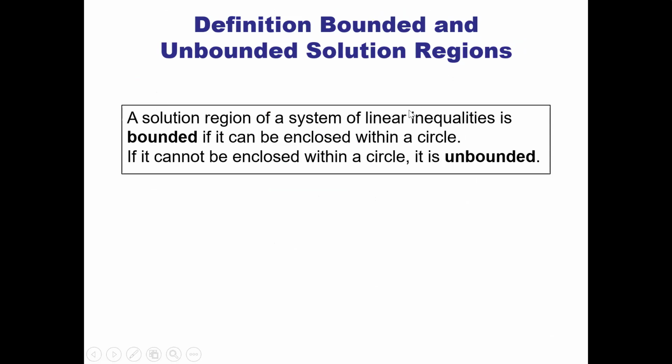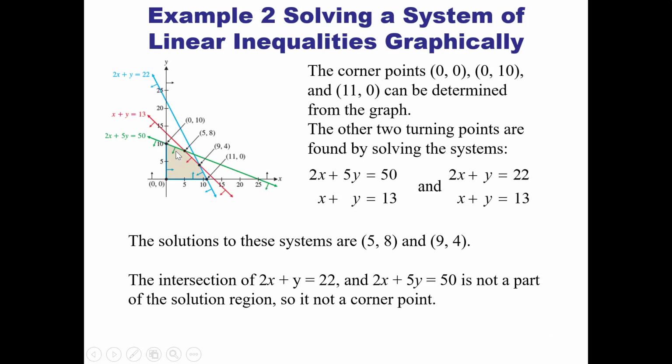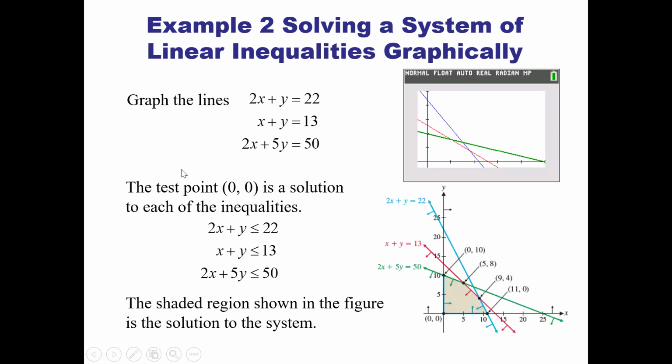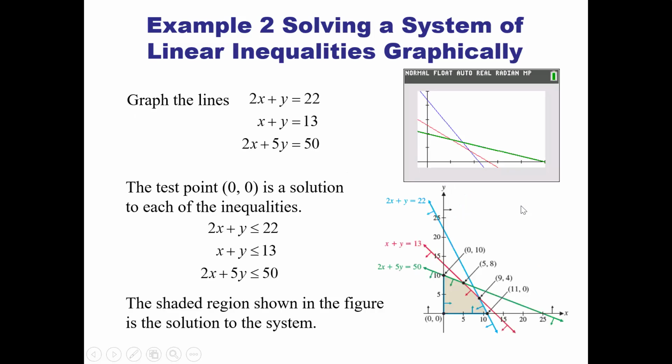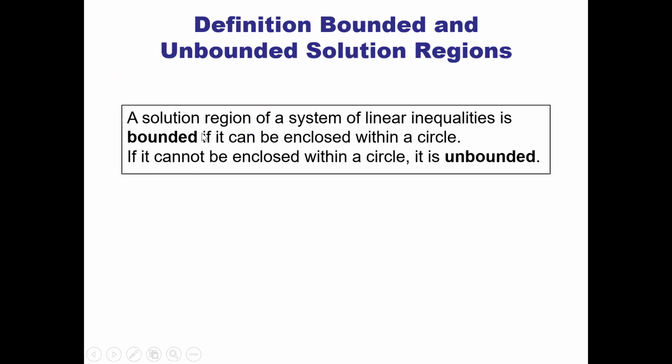And so a solution of linear inequalities is bounded if it's enclosed within a circle, but if it's not enclosed, it's unbounded. So we've seen both so far. This one is bounded, and our very first one, example 1, if we go back to it, is unbounded because it's just going out and out and out. It keeps going forever. Okay, so that's both of the pieces we've seen so far, the bounded one and the unbounded. All right, so let's stop there and we'll come back for another one.